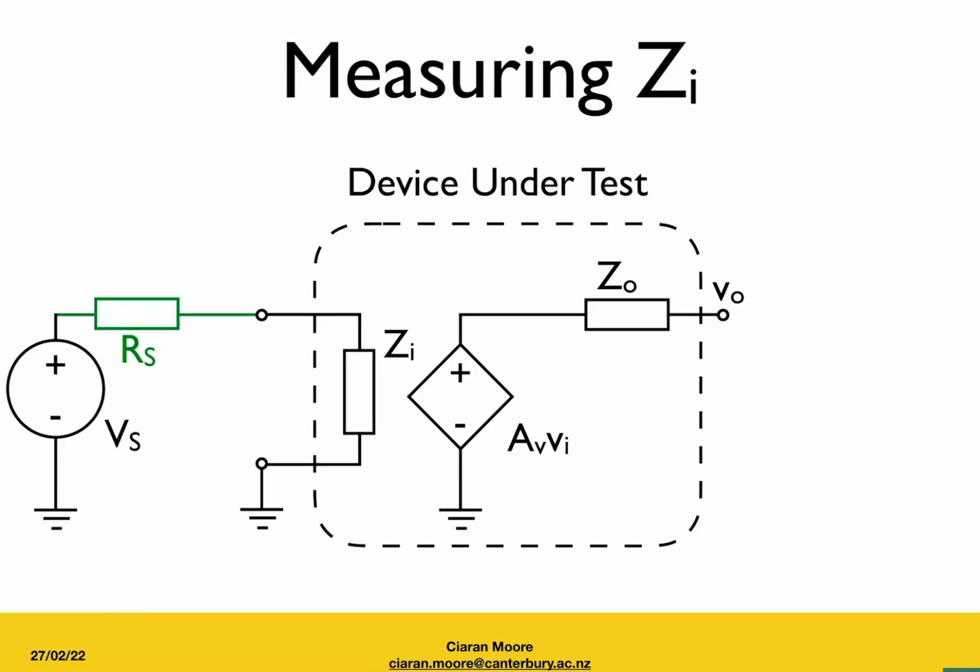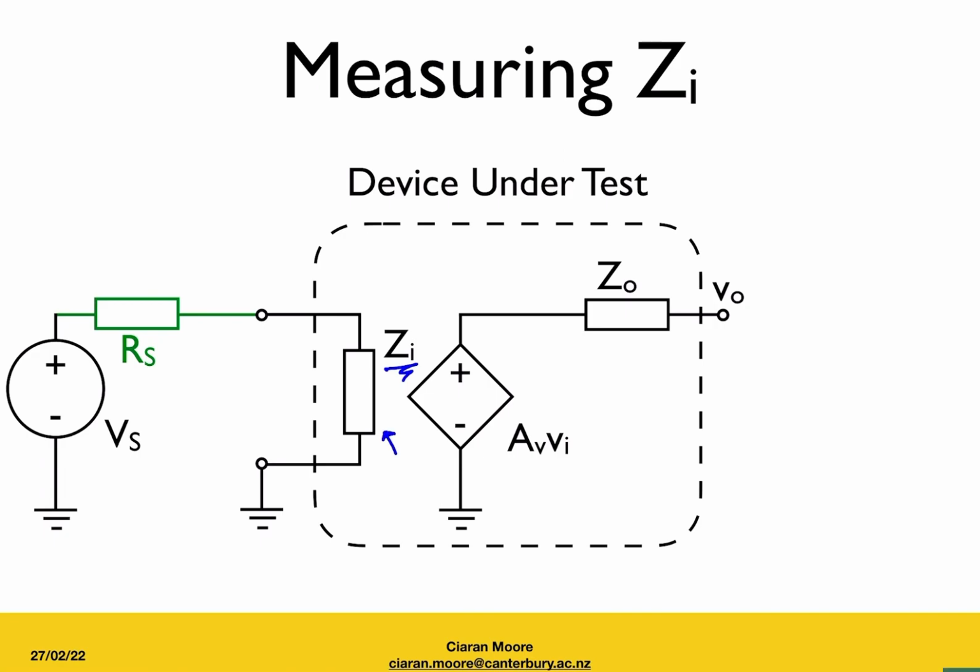Say we have an unknown device, it might be an amplifier, it might be an op-amp, it might be a transistor, and we want to characterize it. One of the most important parameters that we're going to be interested in is what is the input impedance of that device. In this model here, I've drawn input impedance as a specific component.